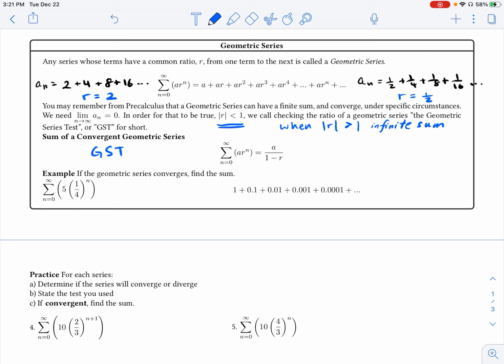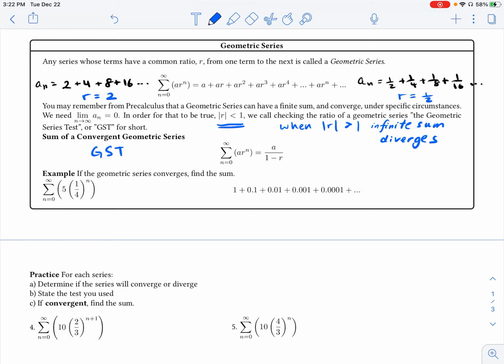And what's nice about the geometric series test is that when it does not pass this test, when the absolute value of R is greater than 1, then we can say that this series diverges. So that's what's nice about the geometric series test. Unlike NTT, or the nth term test, where if it doesn't pass that, it just simply is inconclusive, the geometric series test says, hey, it's either one or the other. As long as your series is a geometric series, if the absolute value of your R is less than 1, then we know that this series is going to have a finite sum, therefore it converges. When the absolute value of your R, or your common ratio, is greater than 1, then this series diverges.